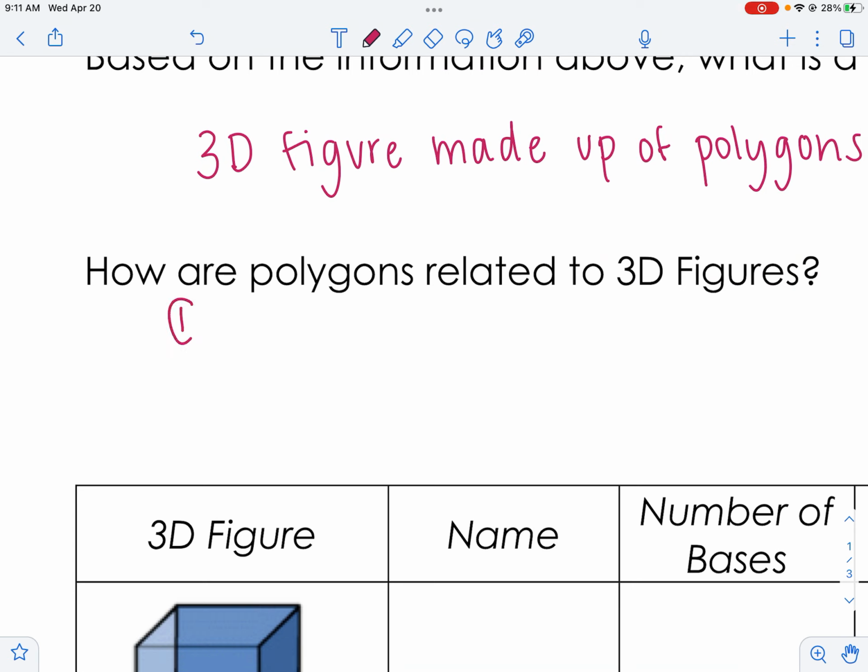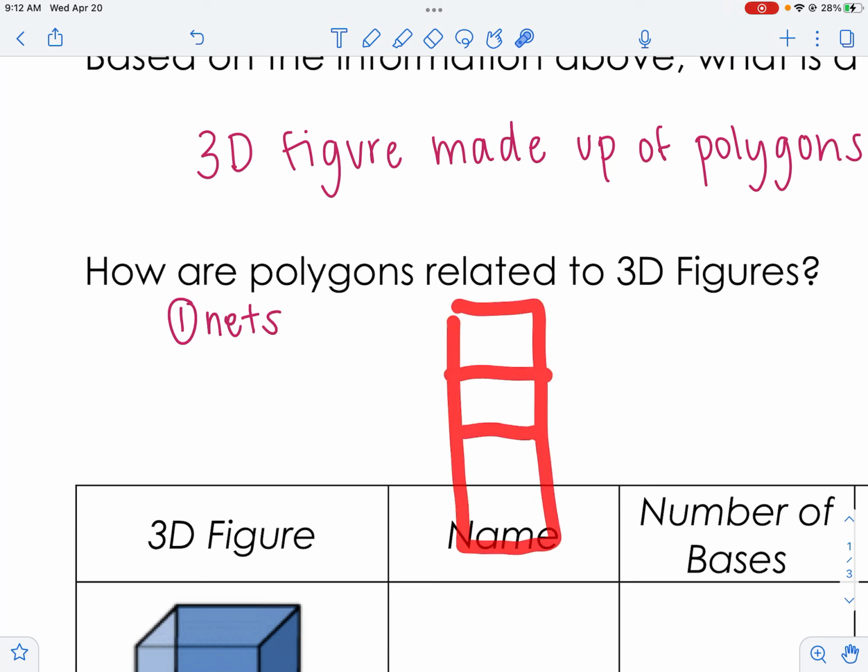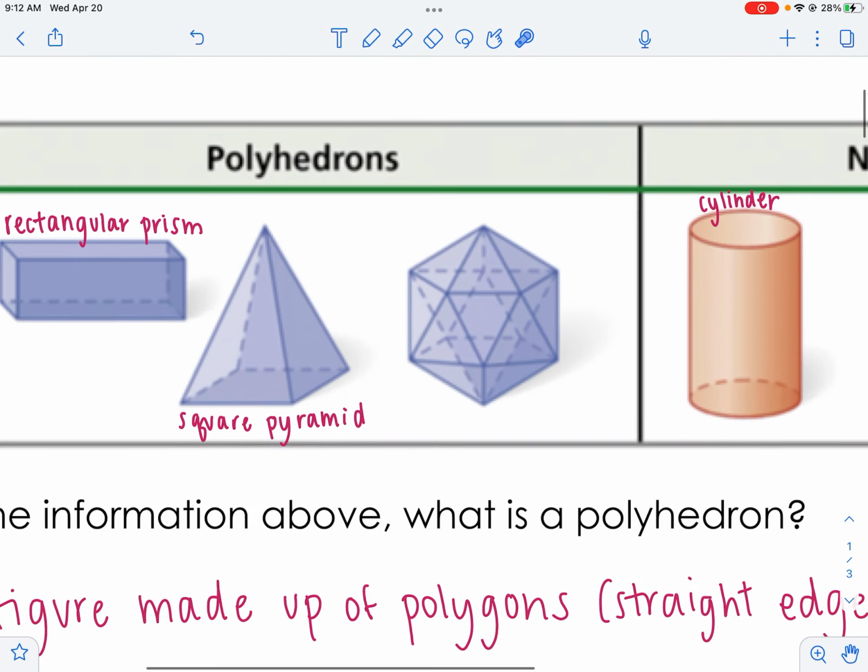The first way that 2D shapes are related to 3D shapes is what's called a net. A net would be like if I had a cereal box and I flattened it out or cut it up. So I would be able to tell there's 4 sides and then there's the top and the bottom. It's almost like origami. A net is the 2D version of a 3D shape. So make a note of that if you need to. The net is just the flattened out 2-dimensional version of a 3D shape.